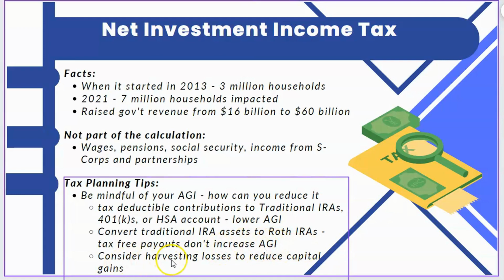And then consider harvesting losses. Say you sold a bunch of Apple stock this year and you have large capital gains, but you might also own some other stocks that are losers. They're in a loss position, and you can sell those at a loss to offset the capital gain in your Apple stock. Then you're not going to have any capital gain, or very little of it, that could impact this net investment income tax. So here are some tax planning tips. Again, you always want to be thinking about this year round.